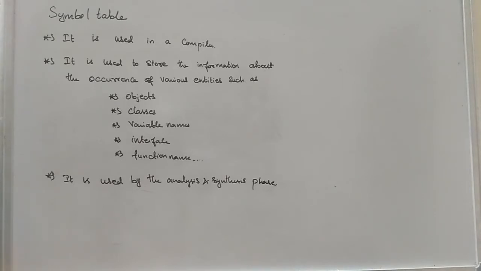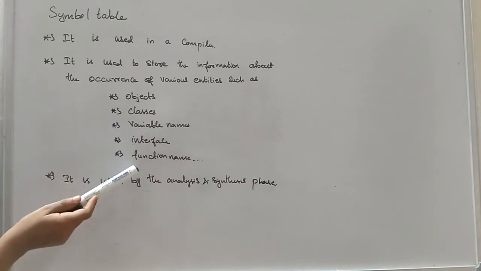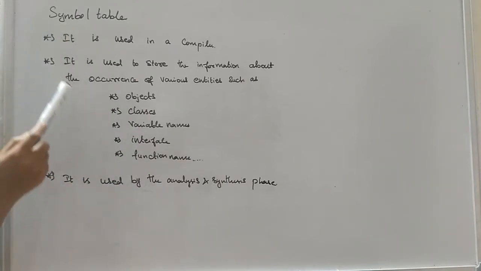Actually, it is used to store the information about the various entities such as objects, classes, variable names, interface and function names. The symbol table is used in a compiler. Compiler, that you know very well, we make use of to compile our program. Compilation means you are going to convert your source code into the object code. During that process, we make use of the symbol table. The symbol table is used by the analysis and the synthesis phases.